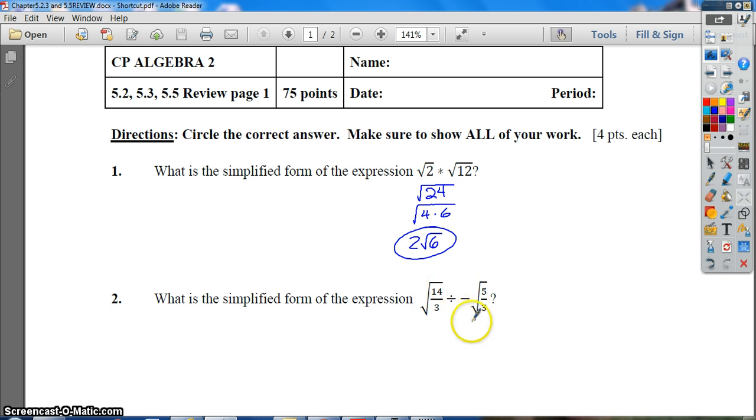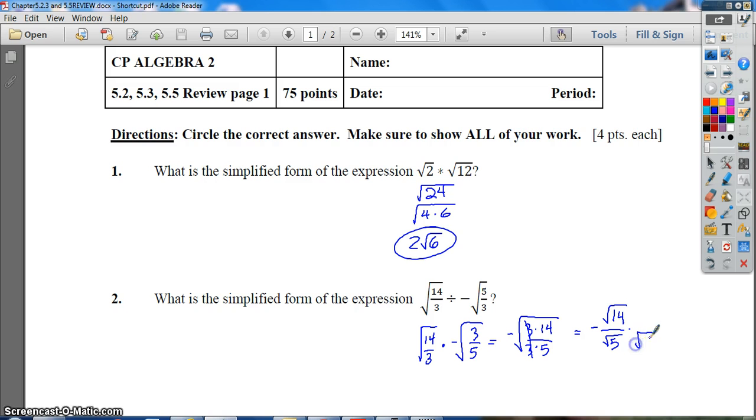What I'm going to do here is go square root of 14 over 3. I'm going to change division to multiplication, and I'm going to flip this to be 3/5. So the square root, which is positive, times a negative is a negative. I'm going to have 3 times 14 over 3 times 5. 3 divided by 3 cancels out, leaves me with a negative square root of 14 over the square root of 5.